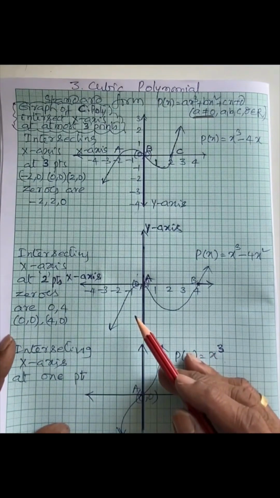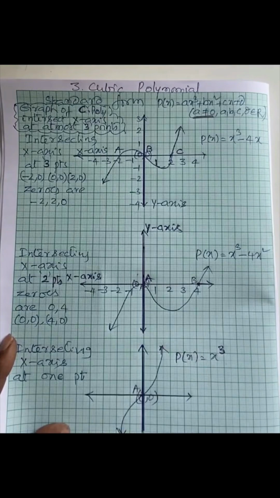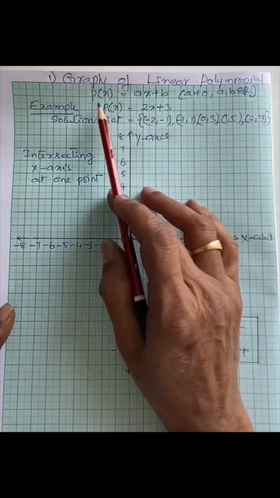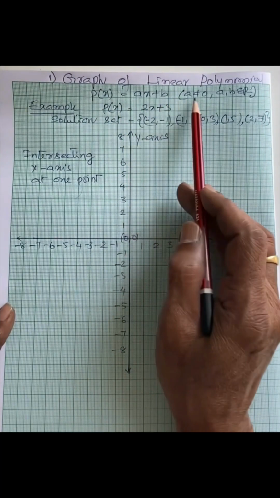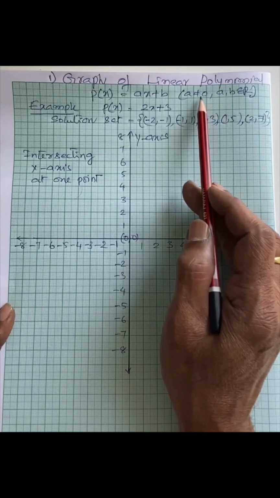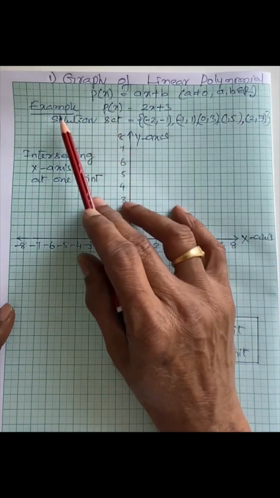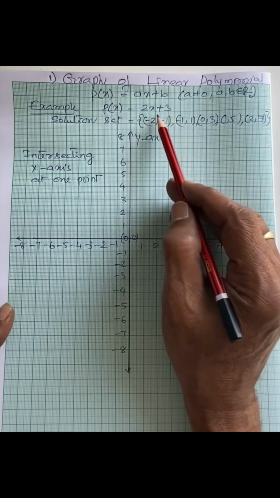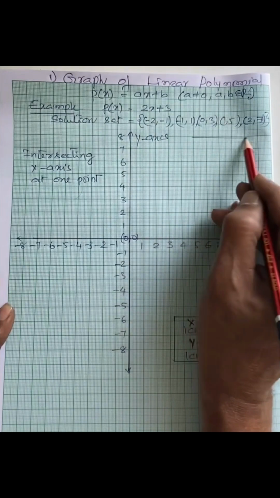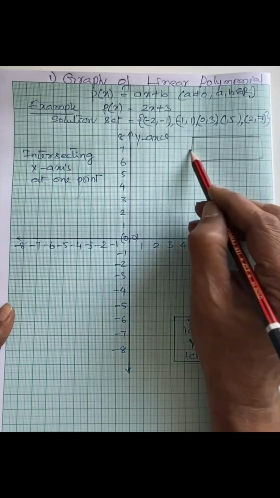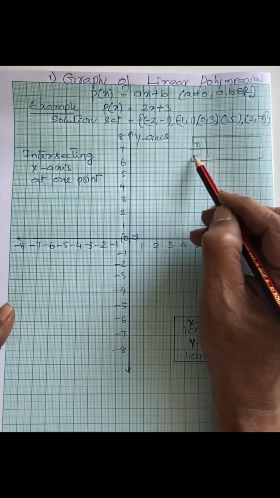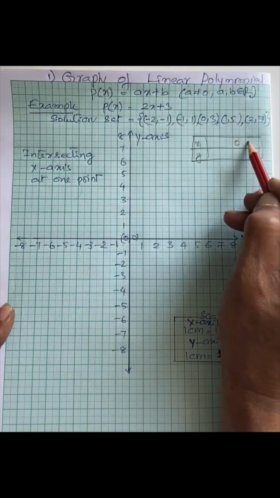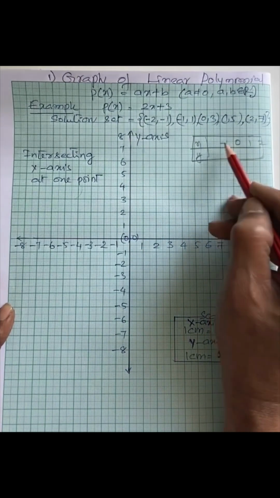Next we will draw the graph of a linear polynomial. The standard form is p of x equal to ax plus b, where a is not equal to 0, a is a non-zero real number. As an example I am taking p of x is equal to 2x plus 3. First you have to find the solution set. How to find the solution set? You take the x coordinate and y coordinate, meaning p of x. What is x? You take 0, 1, 2, and minus 1, minus 2.